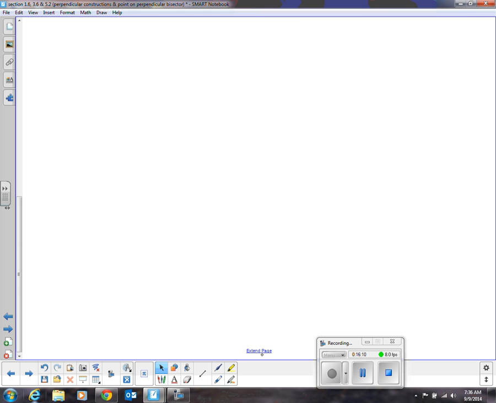So let me get more space. We should draw a segment TZ. You're going to label it T, and label it Z. And then what did it say? It said R is on the perpendicular bisector. So that means you have to draw a perpendicular bisector.